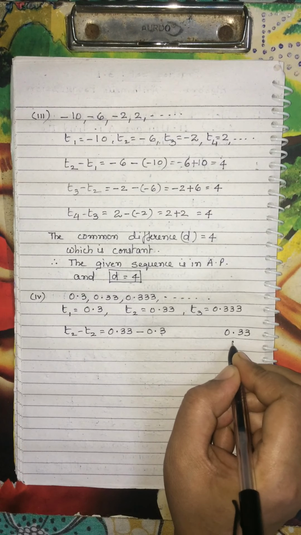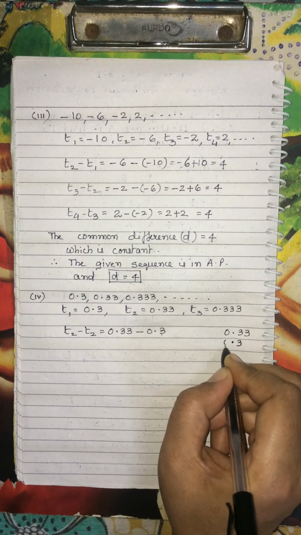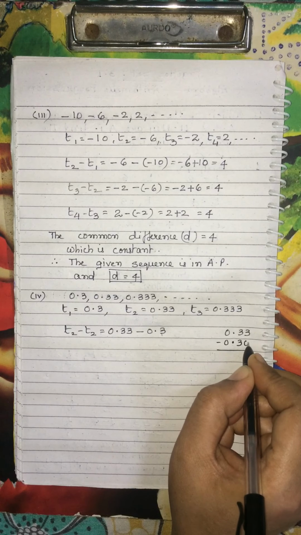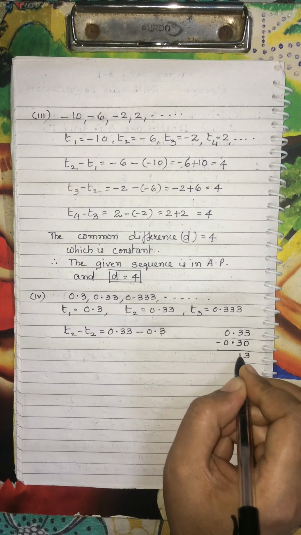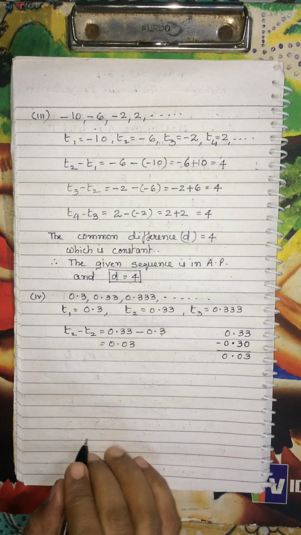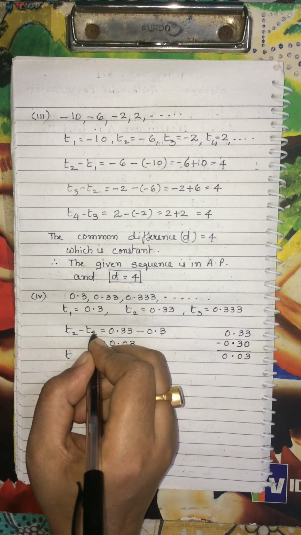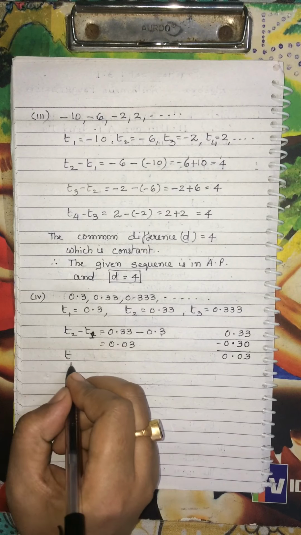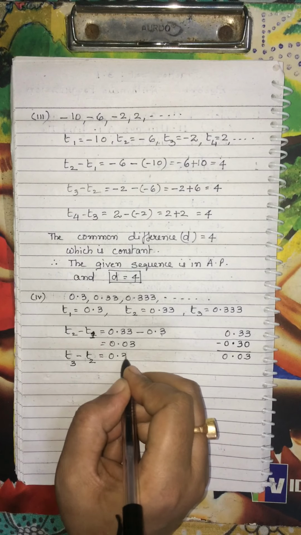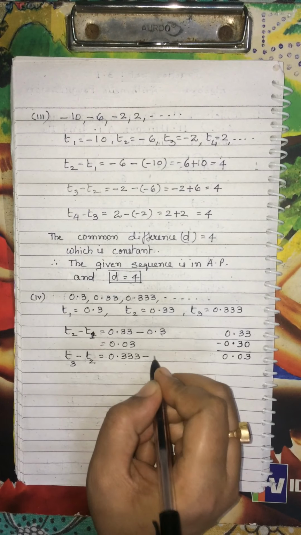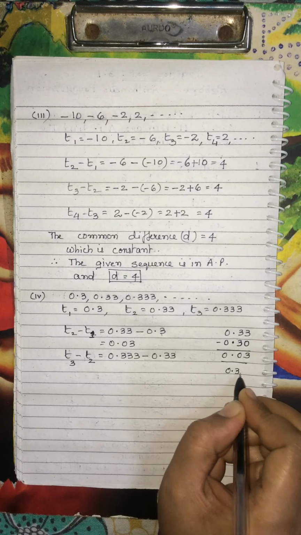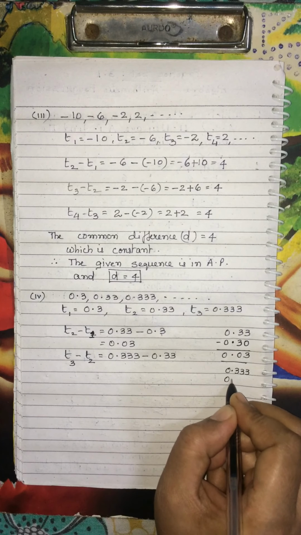0.33 exactly under the decimal, to the right 3, to the left 0, and what is empty, fill it with 0. So you will get it as 0.03. In the same manner, this is T2 minus T1. Now T3 minus T2, that gives us 0.333 minus 0.33. In the same manner, children, while negating this, be very careful.